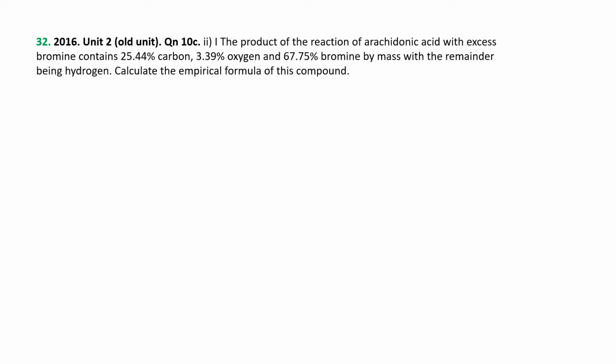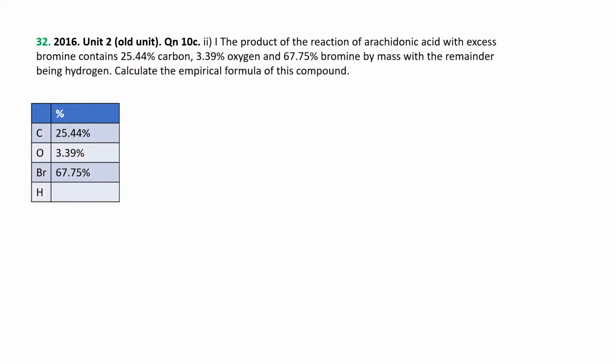So another similar question pulled out from a larger question dealing with arachidonic acid. Interesting word. But we've got 25.44 carbon, some oxygen, some bromine, and the remainder being hydrogen. So therefore, there's our percentages. Add all those up, and you get the non-hydrogen part. Subtract from 100, and you get 3.42%.